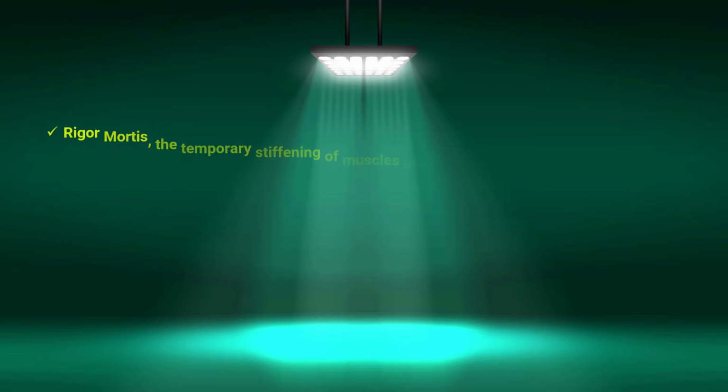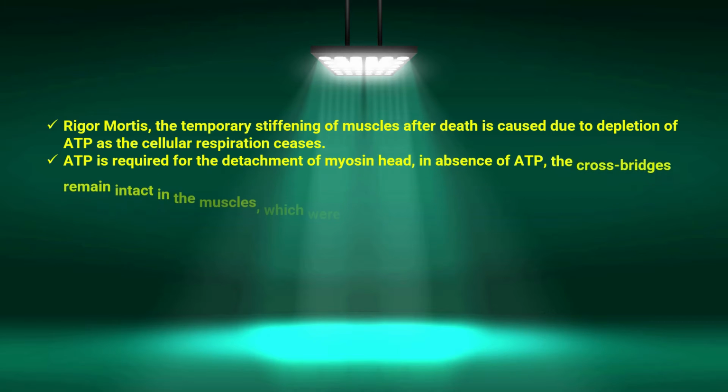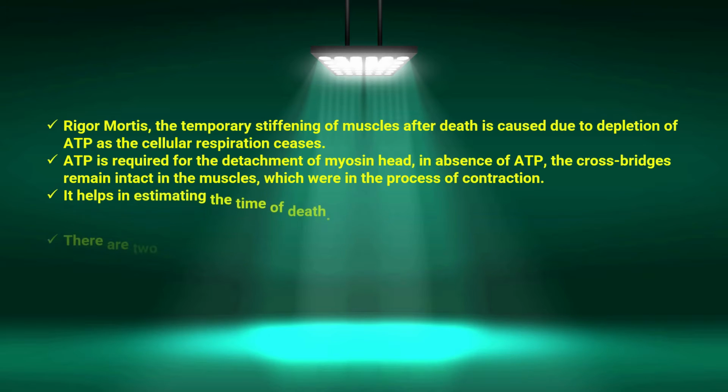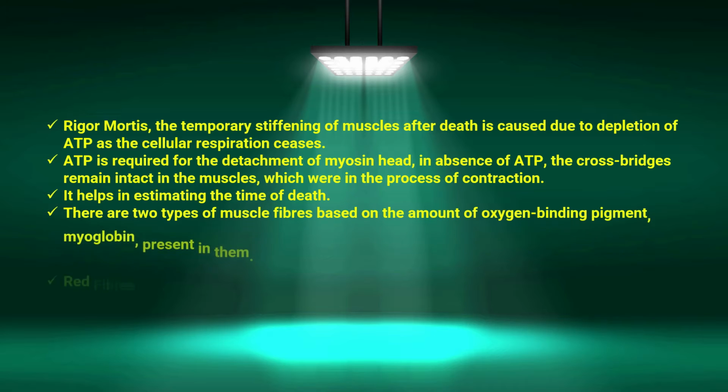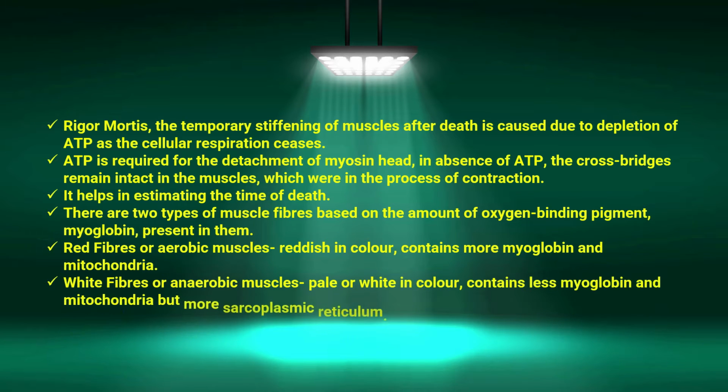Rigor mortis, and types of muscle based on myoglobin content. Rigor mortis, the temporary stiffening of muscles after death, is caused due to depletion of ATP as cellular respiration ceases. ATP is required for the detachment of myosin head. In absence of ATP, the cross bridges remain intact in the muscles which were in the process of contraction. It helps in estimating the time of death.